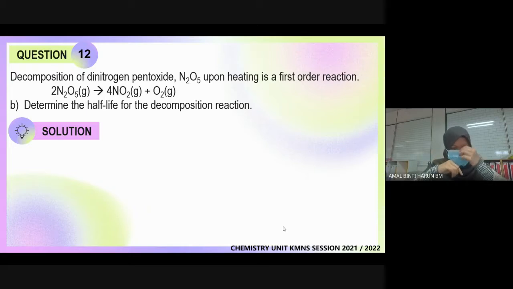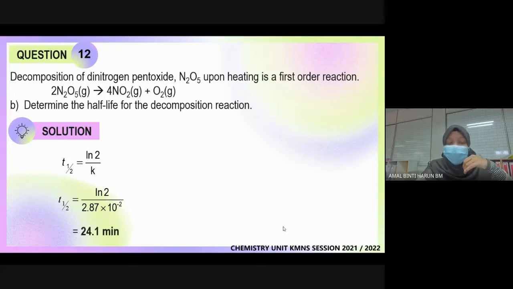12B. Determine the half-life of the decomposition. So since we know that it is first order, we are applying the half-life formula of first order, which is ln 2 over K. So ln 2, press the calculator, K that we found earlier, just substitute. Because our K is in per minute, that means our half-life is in minutes, which is 24.1.